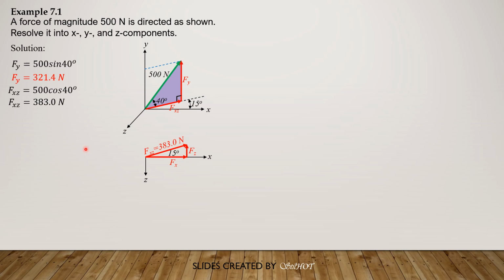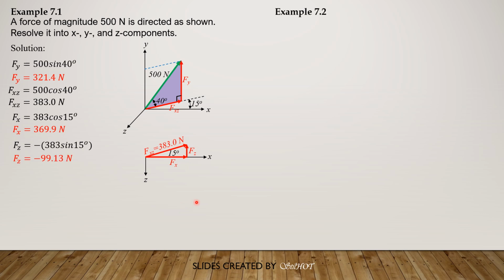So from the figure, Fx is Fxz, which is 383 cosine of 15, and Fx is equal to 369.9 newtons positive. And finally, Fz is negative because it is directed in the opposite z direction. So it is negative of 383 sine of 15. Computing, Fz is negative 99.30 newtons.